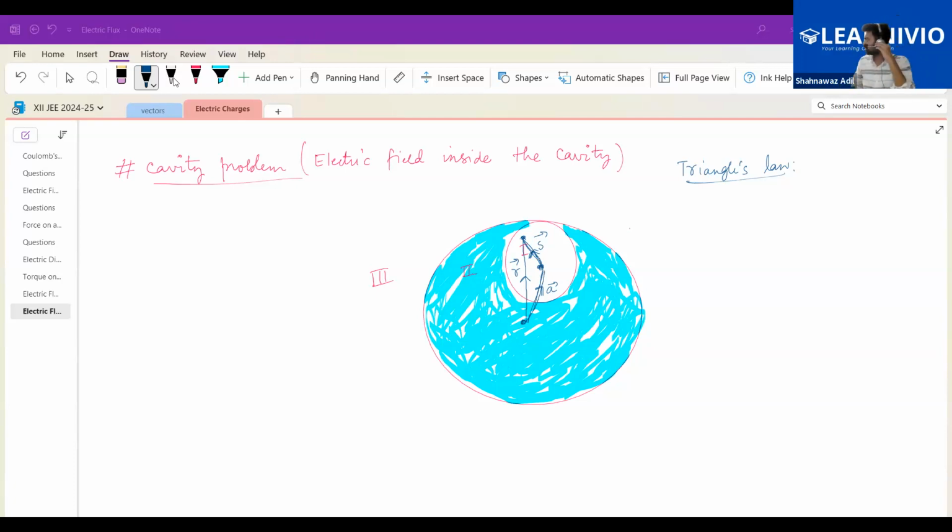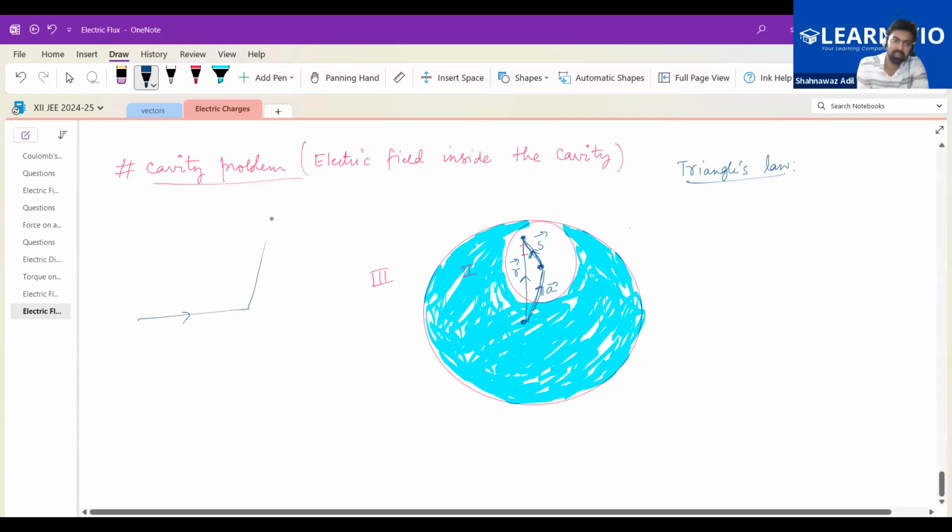In the moment while we wait for that to come, did you figure out what the triangle's law would be here? You have one vector, this vector, and this vector. What does the triangle's law state? This is A, this is S, this is R. So the triangle's law would be... Am I correct?